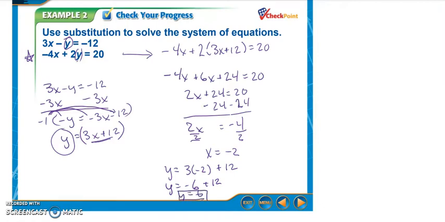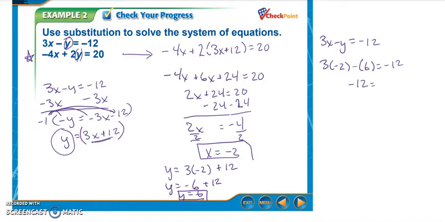So now I'm going to check this. The way that I check it is I use the original equation, 3x minus y equals negative 12. Plug in my x value that I found, which was negative 2. So 3 times negative 2 minus my y value that I found, which is 6, equals negative 12. And then you do the math on this to make sure that the left side equals the right side. So it worked in that one, but you have to check both of them.